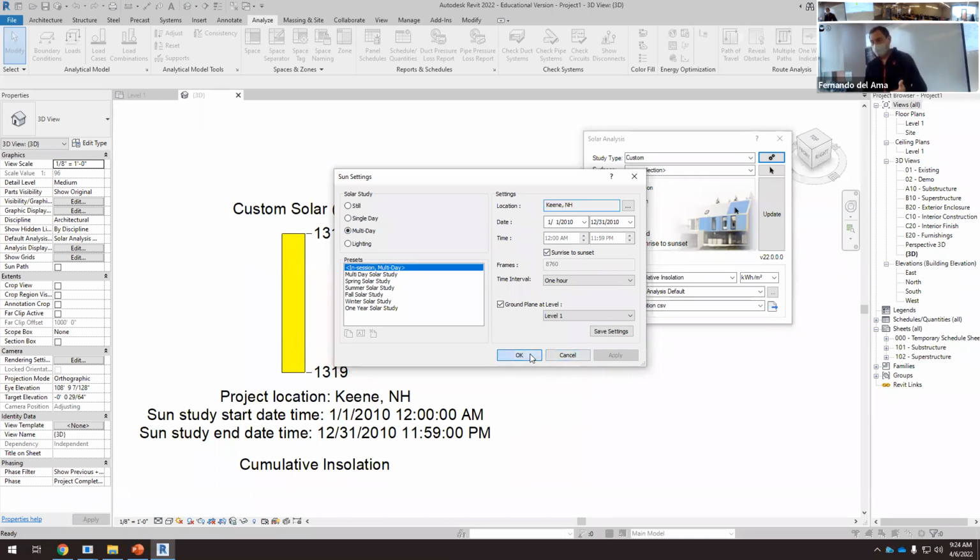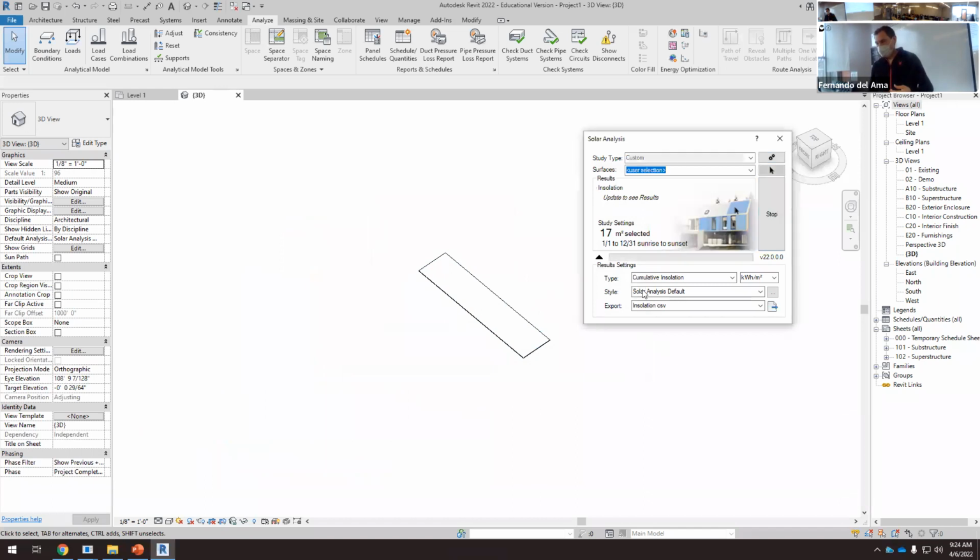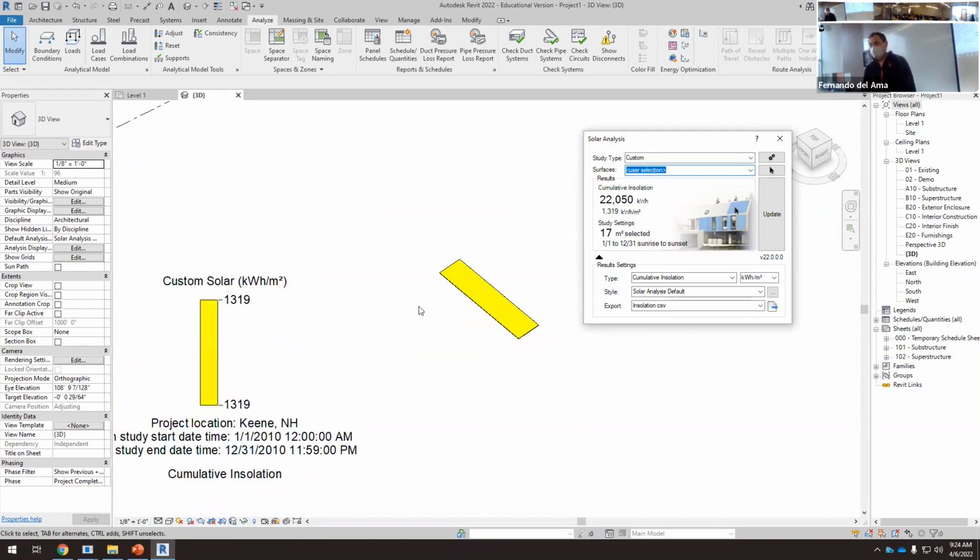So that would be the energy that, again, this is the energy that we are receiving on this roof. It's not even a PV panel. That's the energy that we are receiving on our roof through the year. So we are receiving 1,319 kilowatt hours per square meter. So this is not the PV performance, but this is something that we can compare, for example, with PVWatts.